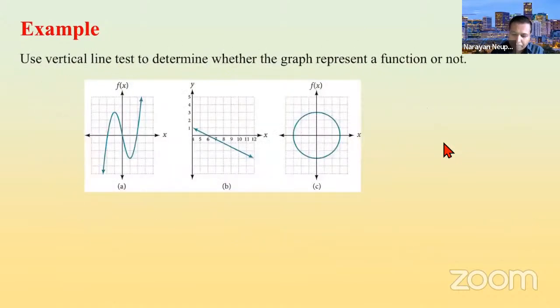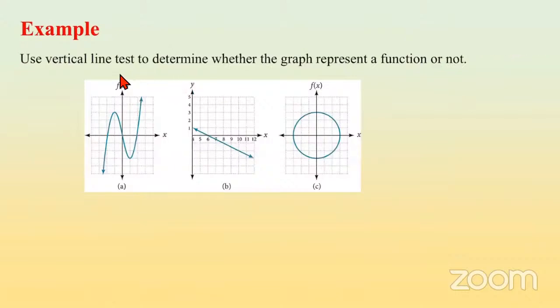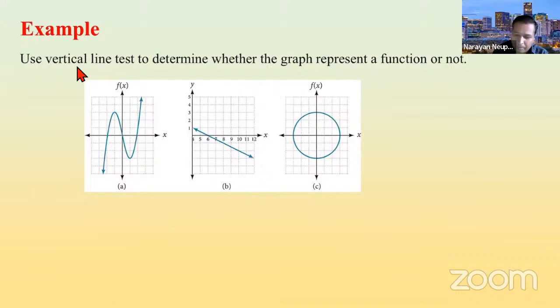So here in this problem, we are asked to use the vertical line test to determine whether the graph represents a function or not. So first, we are going to talk a little bit about the vertical line test. When the graph of the function is given, then in order to determine whether it's a function or not, we draw the vertical line. And if the vertical line crosses the graph at only one point, that's a function. Otherwise, it is not a function.